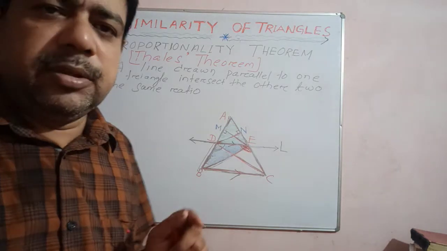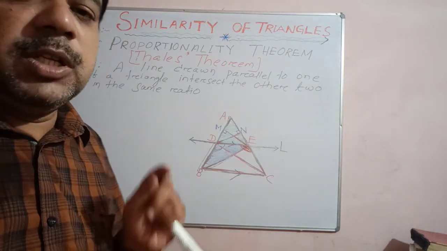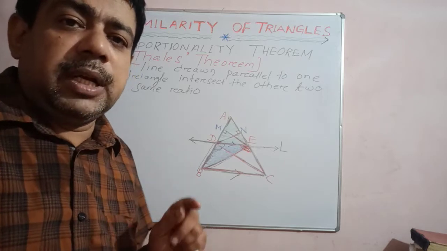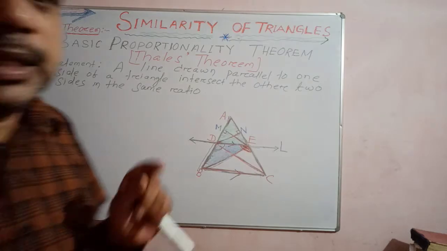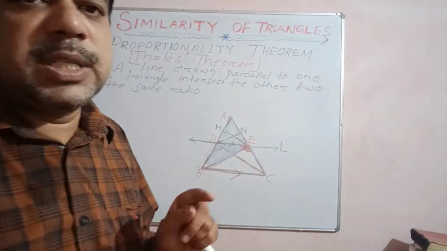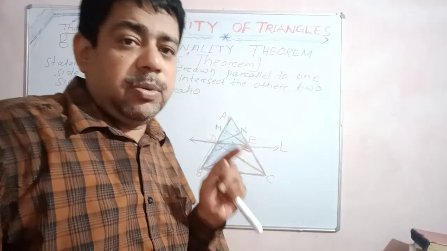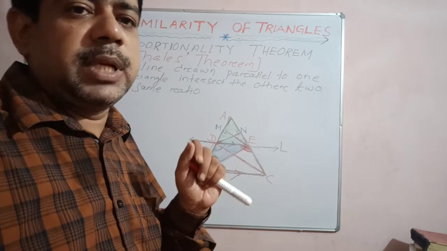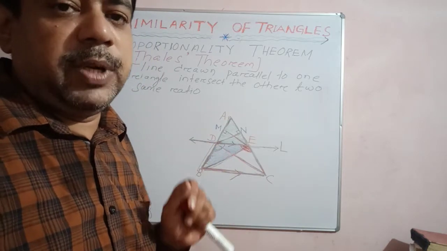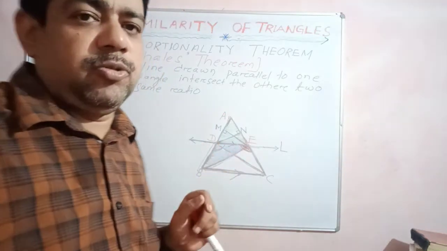A line drawn parallel to one side of a triangle. It means we have to draw a triangle. A triangle is given. We have to draw a line in such a manner that this line must be parallel to one side of the triangle. When it is drawn parallel to one side of the triangle, it will intersect the other two sides at two different points, and it will divide the other two sides in the same ratio.